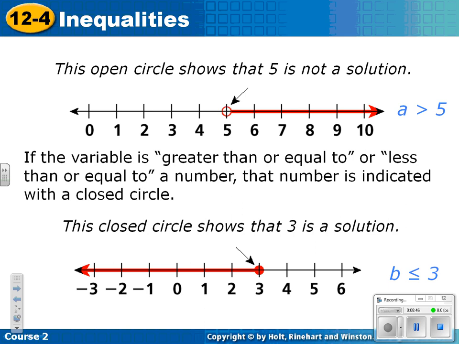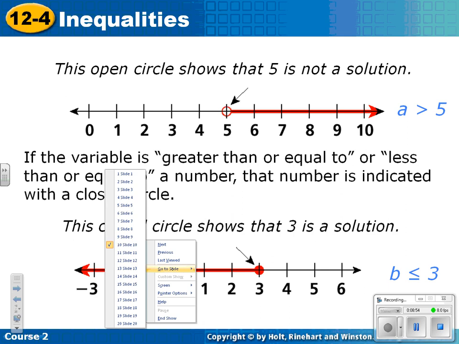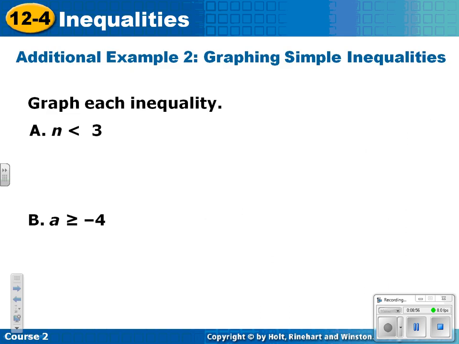Everything less than 3 goes to the left, and we highlight it that way. So on your whiteboards, let's try this one. The first thing you want to do is draw yourself a number line.